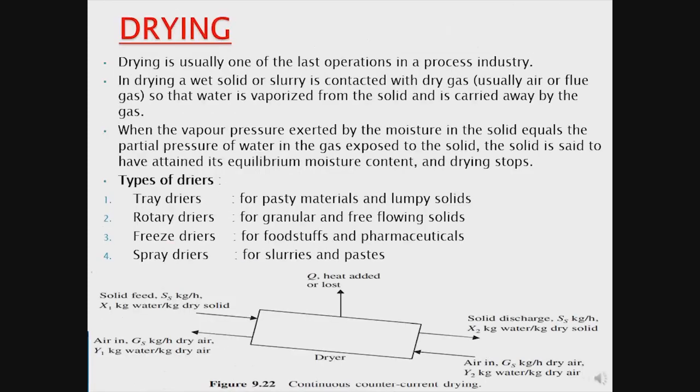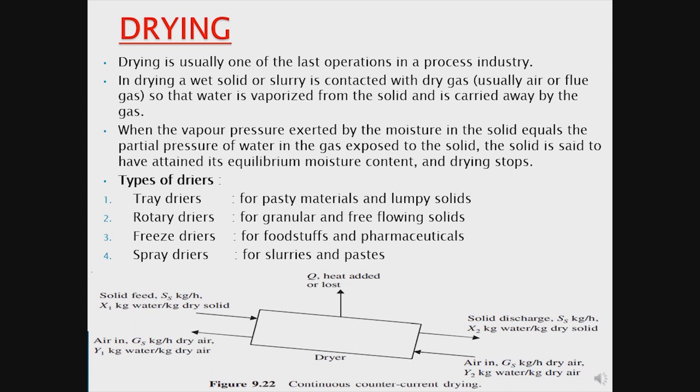The next operation is drying. Drying is usually one of the last operations in the process industry. As we know, drying is usually done at the last stages in the industry, not usually at the intermediate stages. In drying, a wet solid or slurry is contacted with a dry gas so that water is vaporized from the solid and is carried away by the gas. Well, we all know this from a practical point of view. At some point in our life, we might have experienced these kinds of things.